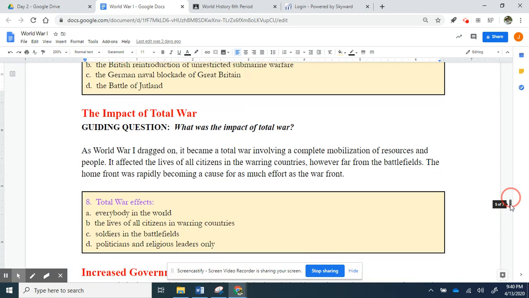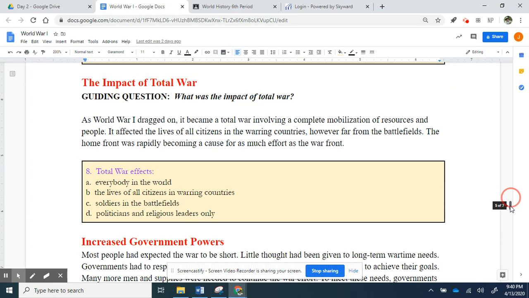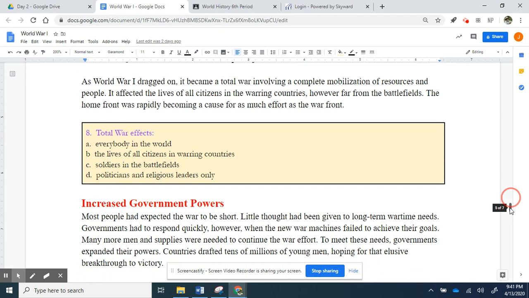The impact of total war. What was the impact of total war is the guiding question. As World War I dragged on, it became a total war involving a complete mobilization of resources and people. It affected the lives of all citizens in the warring countries, however far from the battlefields. The home front was rapidly becoming a cause for as much effort as the war front.